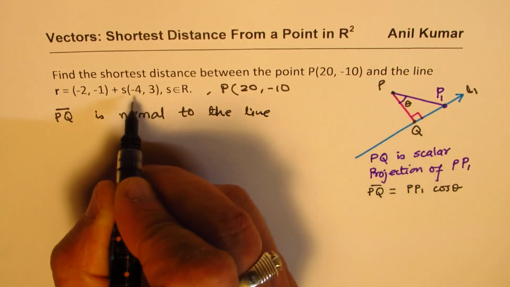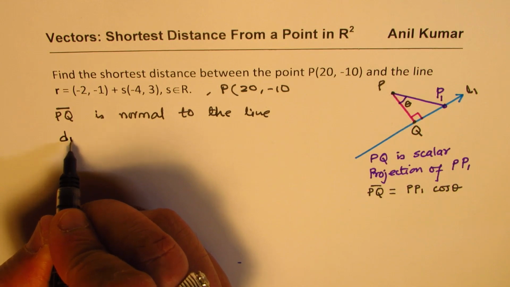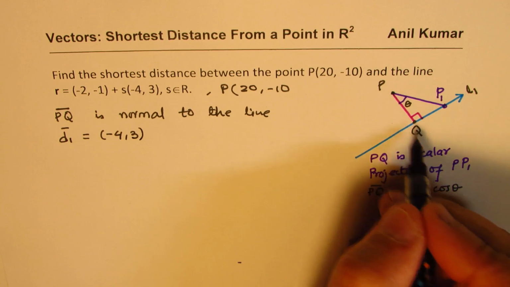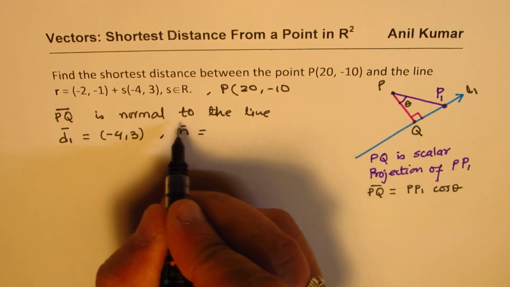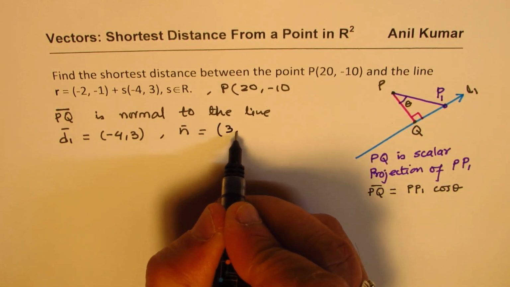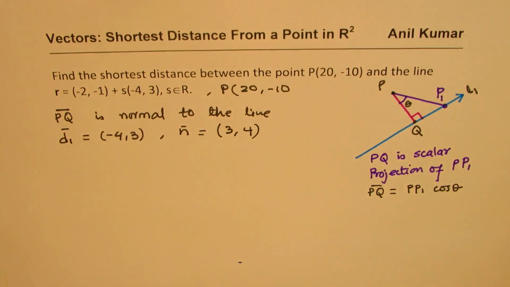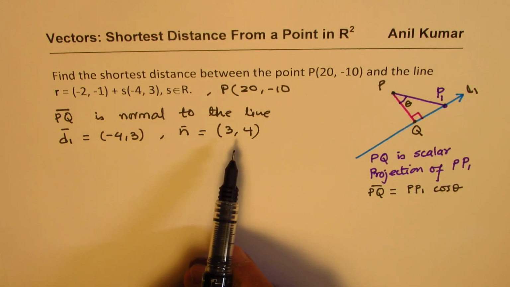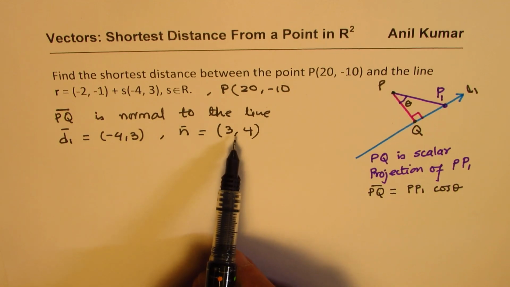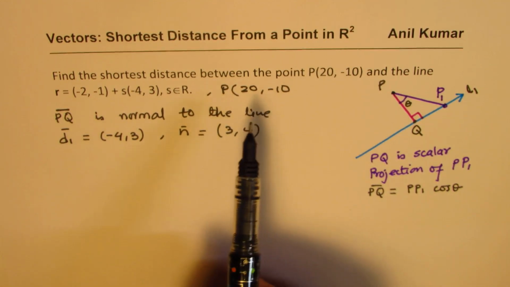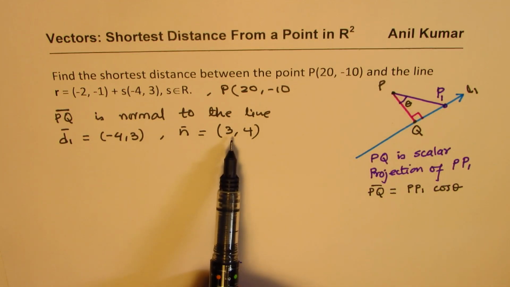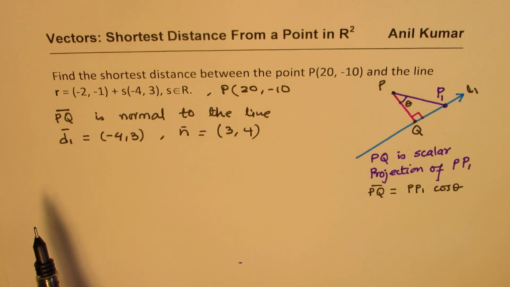Correct? Now from the given equation, the direction of the line is given to us as (-4, 3). So the normal will be what? We can flip this and change one of the signs. So that becomes the normal. Perfect. So in R2, it is very easy to find the normal. Once we get the normal, we can actually find the direction of PP1 and do a dot product with this normal and get the projection.